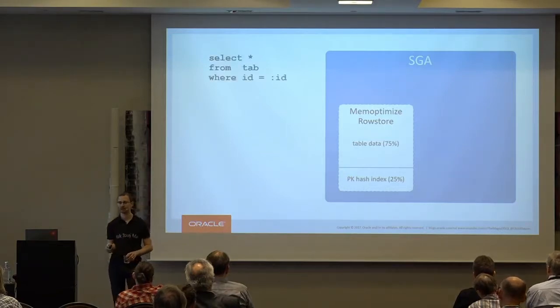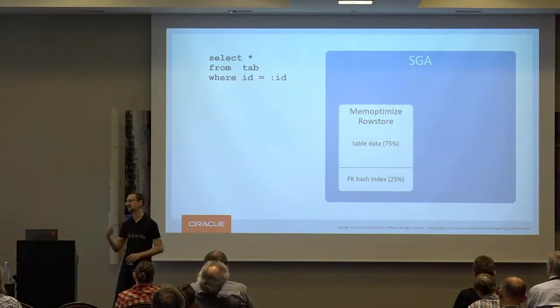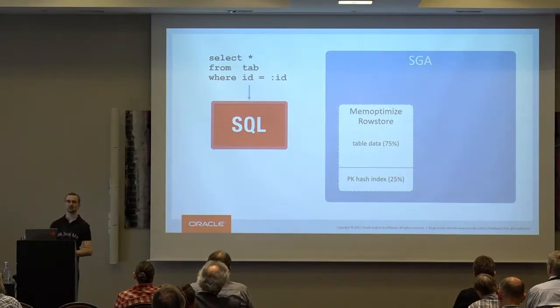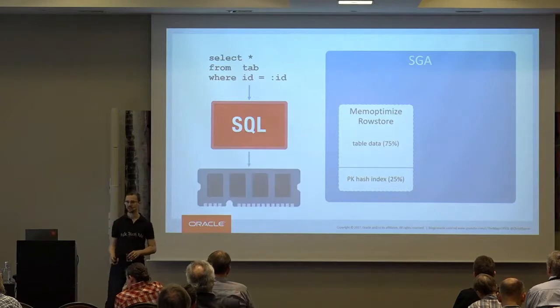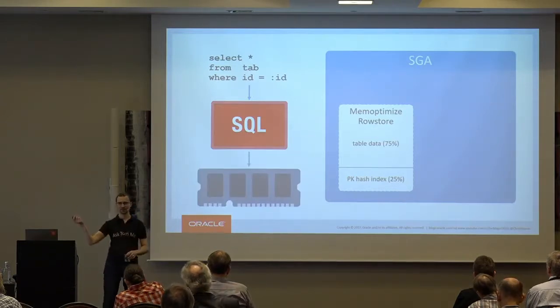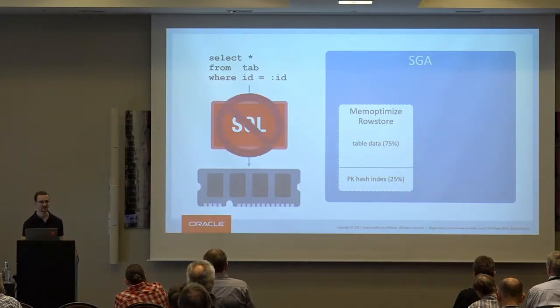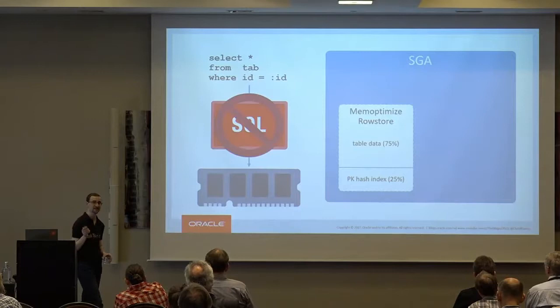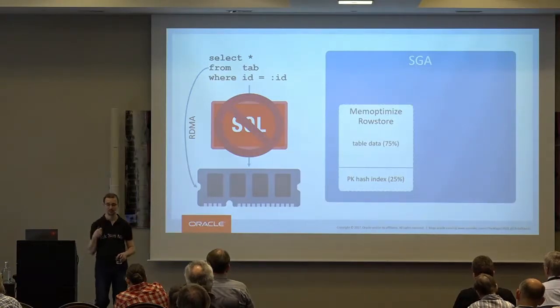Typically, or in the past, when you execute a SQL statement, what the database has to do is send that through the SQL layer to actually parse it, figure out what's going on, so on and so forth, and then hopefully get the data out of memory and then return it back to you. With the Memoptimized Rowstore, the database is able to bypass it completely using something called remote direct memory access. It is literally just reading those values directly from the memory in the Memoptimized Rowstore. So this can help improve performance by up to 1/4.